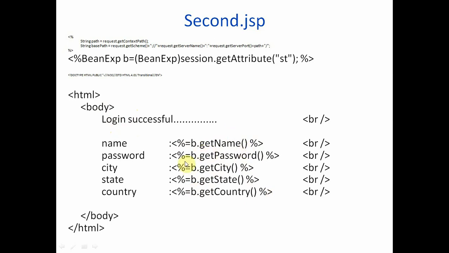So b dot get name, b dot get password, b dot get city, b dot get state, b dot get country. So these are the five values which we are returning by this, and we are printing by these statements. This whole part of the code I have explained to you in the previous class. So I will start from this portion onward in this class.